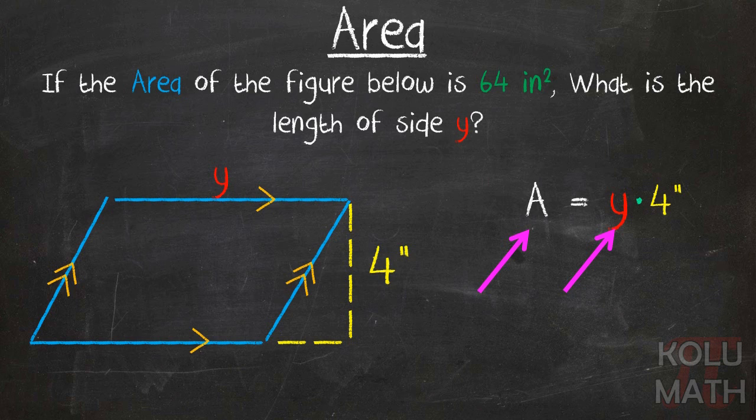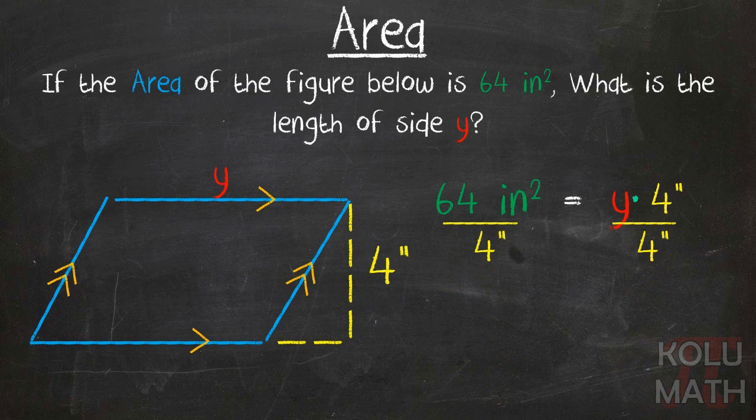Oh, but take a look. We actually know some of this. We actually know what A is, right? Because they told us the area. The area is 64. Okay, let's go ahead and plug that in. That leaves us with 64 inches squared equals y times 4 inches. Let's go ahead and divide both sides by 4 inches. That gives us y equals 16 inches.